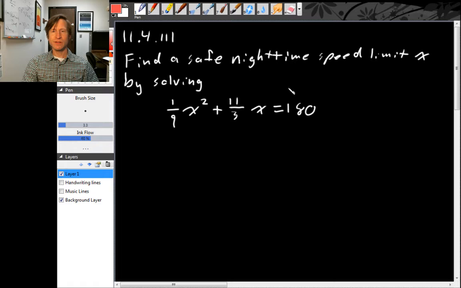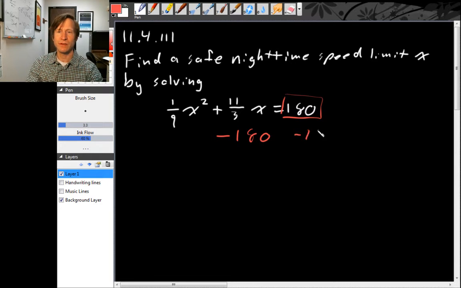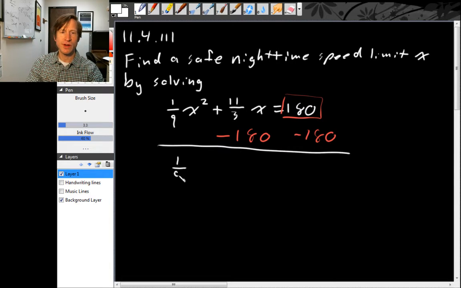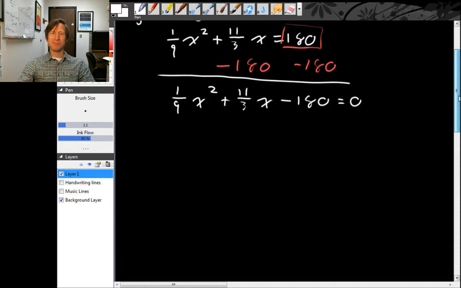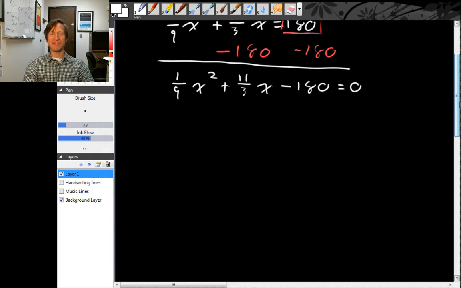First, one side of the equation has to be 0, so this 180 on the right-hand side, we need to get that to the other side first. So let's subtract 180 from both sides. That gives us 1 over 9x squared plus 11 over 3x minus 180 equals 0. Now we could use the quadratic formula with this, just how it is, but because of the fractions it's going to be a little bit inconvenient.